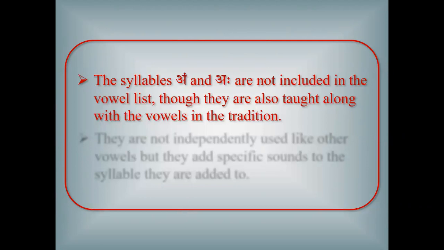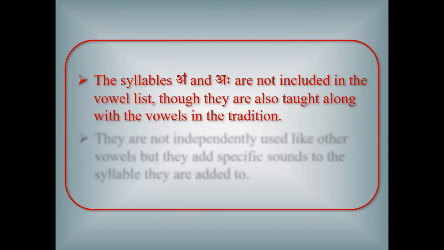Visarga doesn't have a separate sound. Therefore, we should not say Iha. E with Visarga becomes Ihi. If it is long E, then Ihi. So, Aha, Aha, Ihi, Ihi. If the letter is U, then Uhu. When you pronounce Uhu, your lips remain rounded, and the vowel is pronounced along with the vowel sound U. If it is a long U, Uhu.